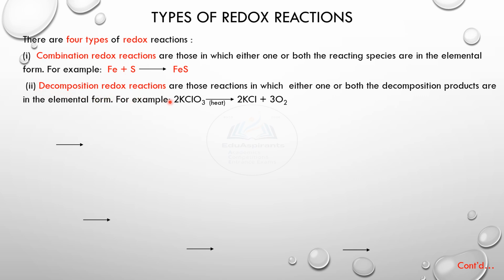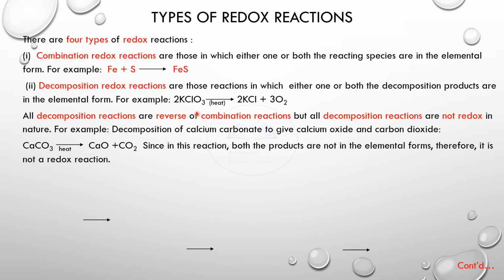Decomposition redox reactions are those reactions in which either one or both the decomposition products are in the elemental form. For example, potassium chlorate on heating gives KCl and O2, in which O2 is in the elemental form.